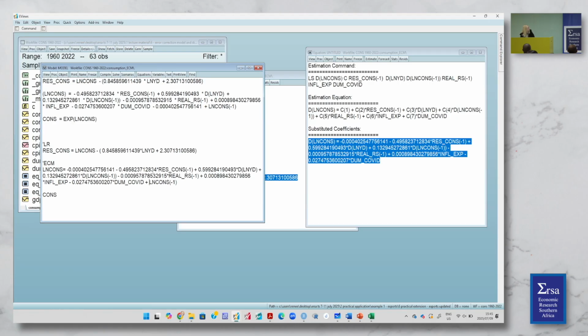Consumption goes into that variable, and then I have the log of consumption, and then consumption will be e to the power of log of consumption. And this is now a set of equations that I can solve with a solver like Broyden or Gauss-Seidel.